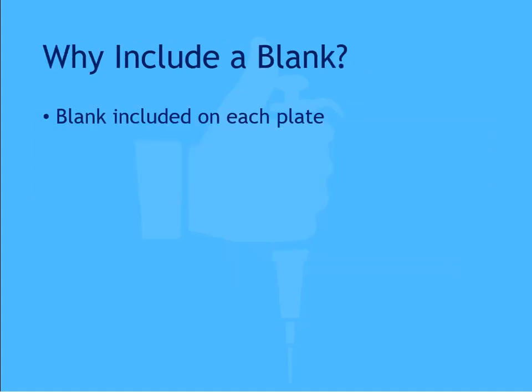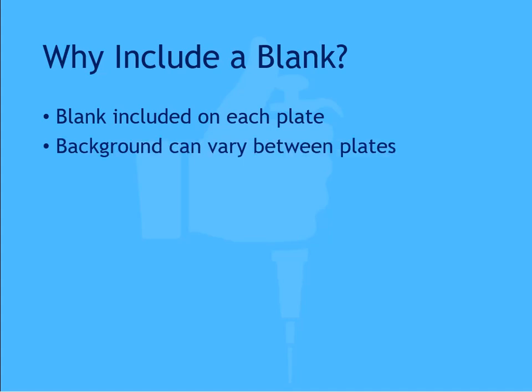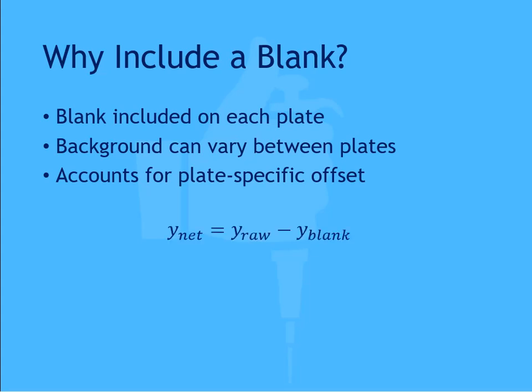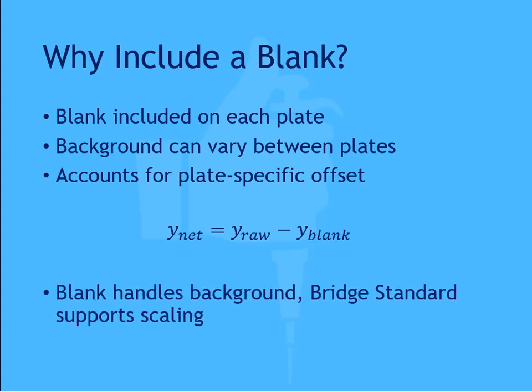Including a blank on each plate is strongly recommended. Background signal can vary between plates. Without a plate-specific blank or zero, it can be difficult to separate true signal differences from background differences. By blank correcting each plate first, the blank helps account for plate-specific offset. The bridge standard can then be used to support response scaling between the later plate and the plate containing the reference curve.